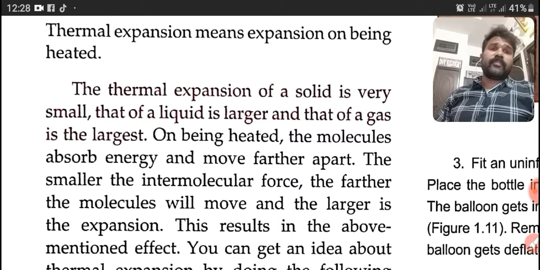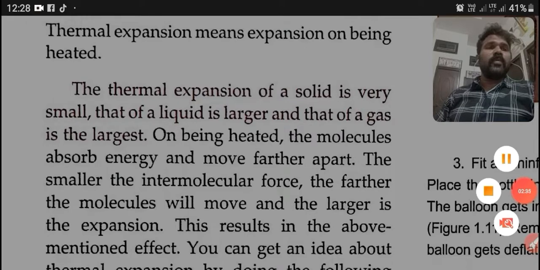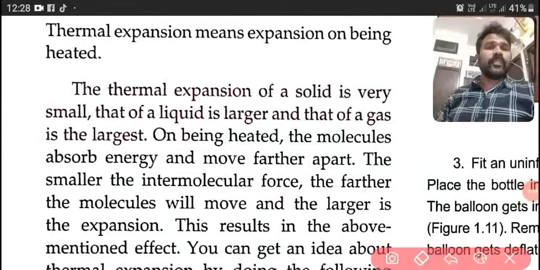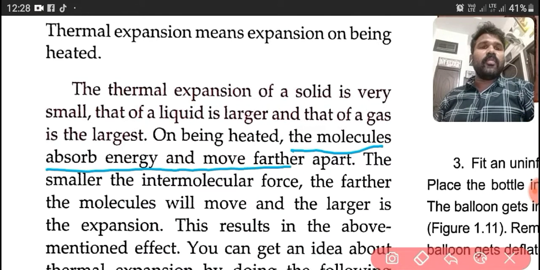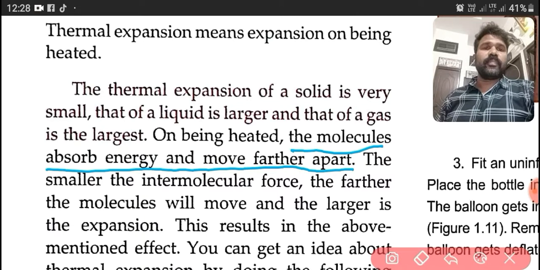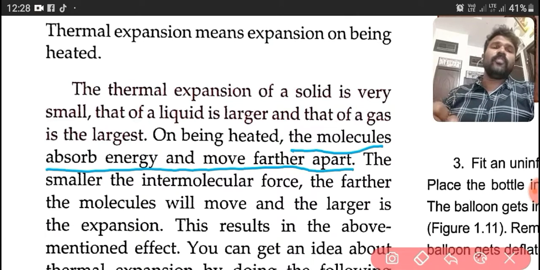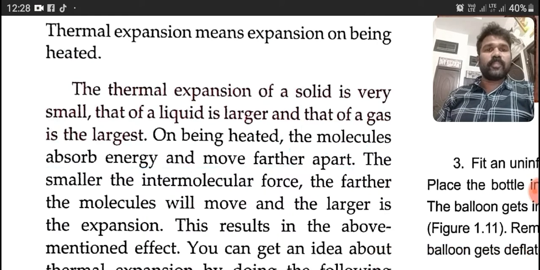On being heated, the molecules absorb energy and move further apart. On being heated, what happens to molecules? The molecules absorb energy and move further apart. The smaller the intermolecular force, the farther the molecules will move and the larger is the expansion. This results in the above mentioned effect, that is thermal expansion.